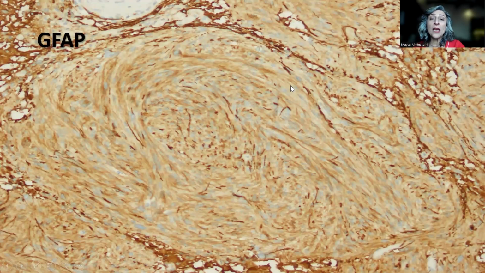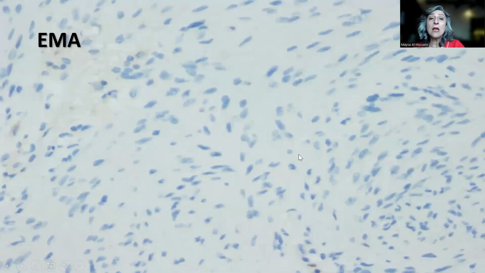Importantly, GFAP can be positive in a subset of schwannomas, including schwannomas that rarely occur within the central nervous system in the brain. In particular, it is quite often reported that GFAP can be positive in schwannomas, but I have to say it's rarely seen in peripheral schwannomas. And in this beautiful example of central schwannoma, GFAP was diffusely positive.